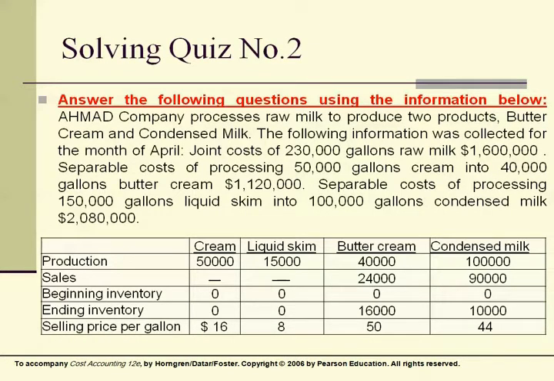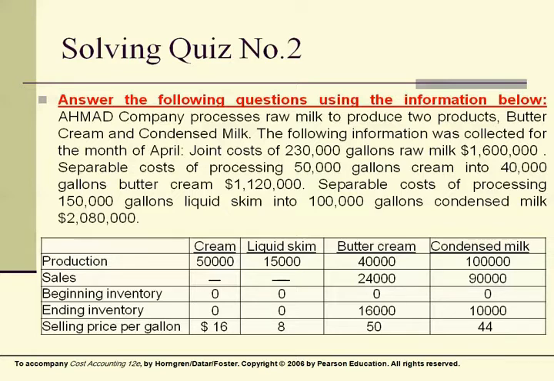Now let's solve a problem on chapter 16, which was in quiz number 2 this term. First, let's read the problem. Ahmed Company processes raw milk to produce two products, butter cream and condensed milk. The following information was collected for the month of April.